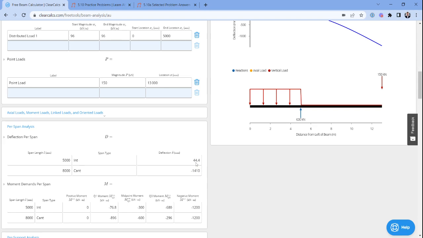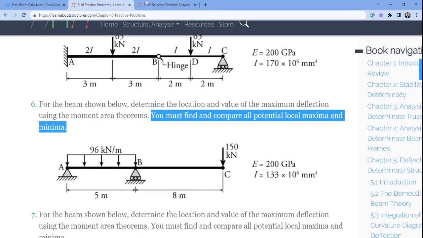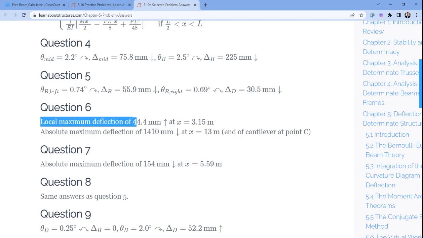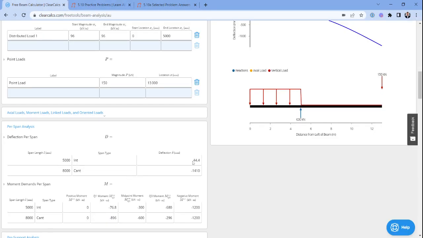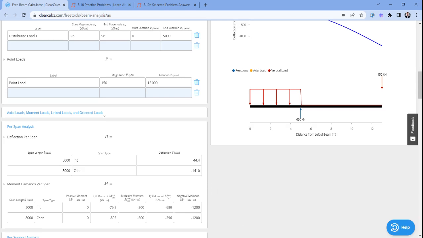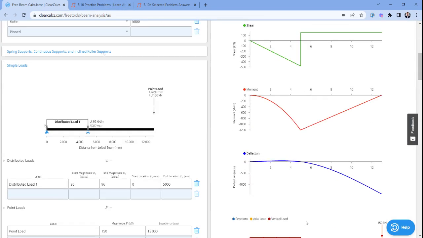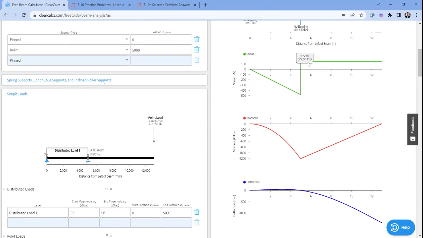Now let's look at the solution for the problem. We were looking at question six. We have 44.4 millimeters, and 1410 millimeters at the tip. With that, we have completed our problem. We know that our deflections match with the problem. If we wanted to, we could also look at the bending moment diagram and the shear force diagram.